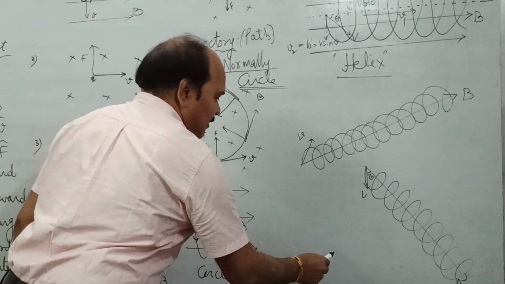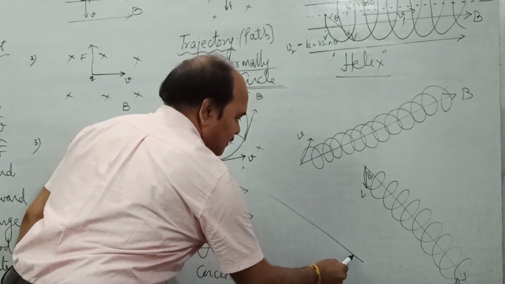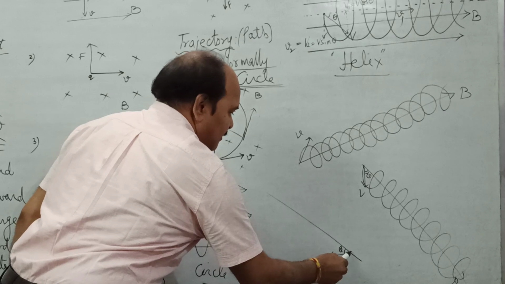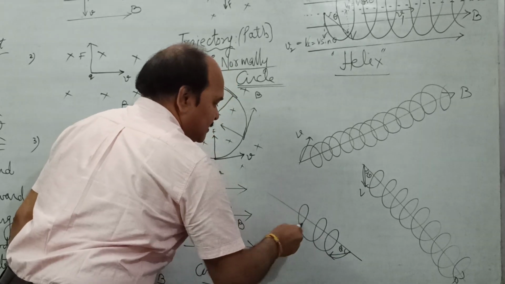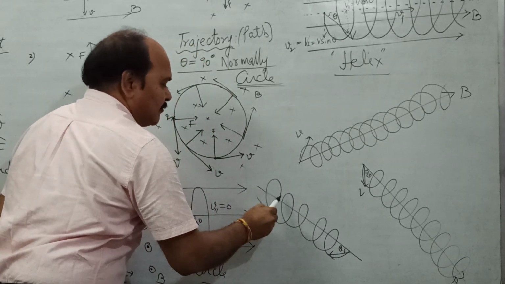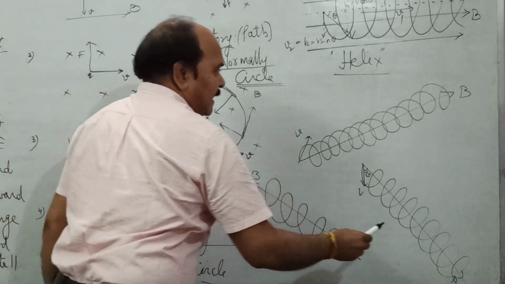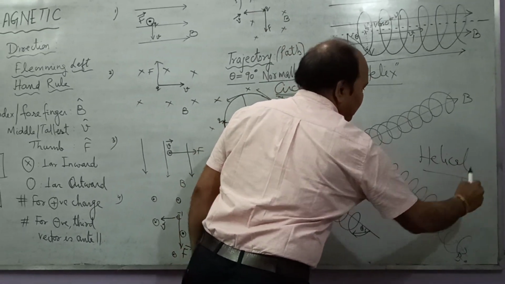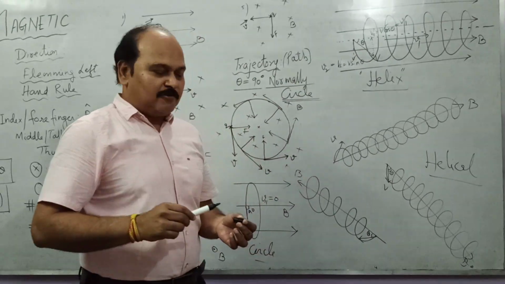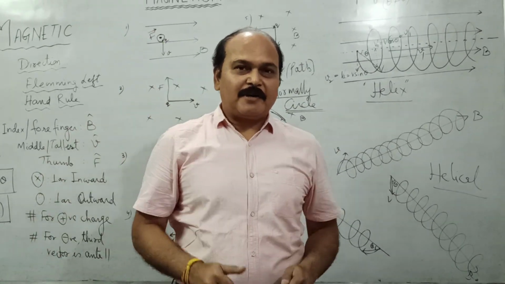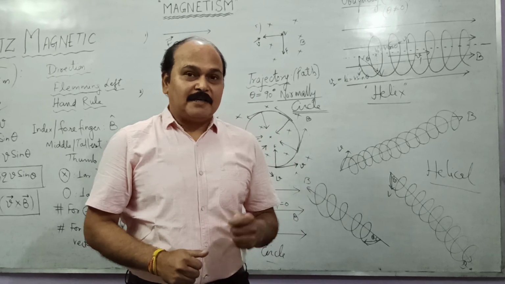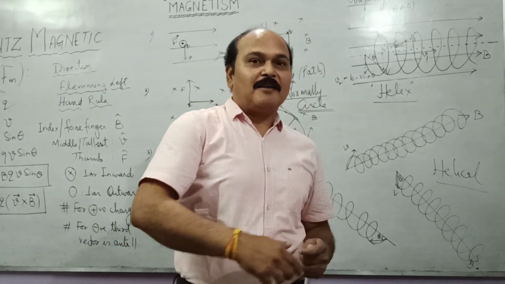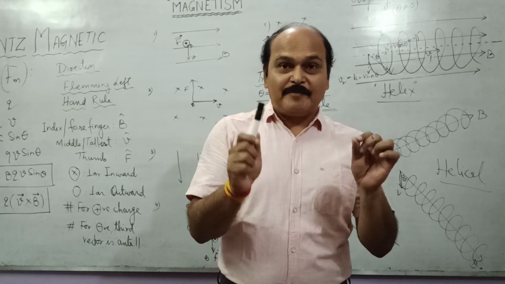So, if this is the magnetic field and the charged particle enters at an angle theta, the charged particle will move on a circular path like this. And what is this path? All these paths are helix. The trajectory of the charged particle is helical when it enters obliquely into a magnetic field. The trajectory of the charged particle is circular when it enters normally. If the charged particle enters parallel or anti-parallel, the trajectory remains rectilinear.